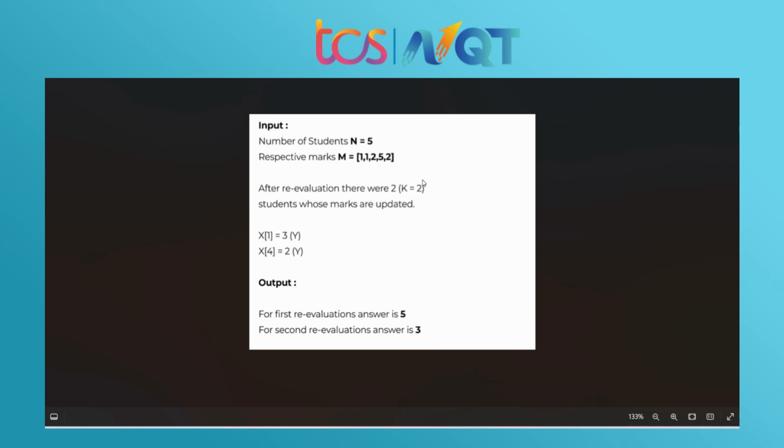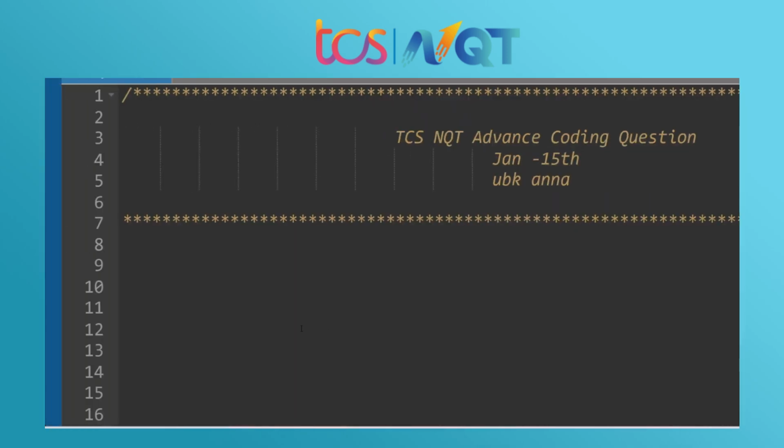The number of students will be the first input. Let's say n is equal to 5, and then we'll take the number of re-evaluations. At first k is equal to 2, and then we'll take the respective marks of each student. Like here we take 1 1 2 5 2. Then we'll get the position and the value which will be updated. Then our output should be like this. For the first re-evaluation the answer is 5, for the second re-evaluation the answer is 3. I'll not print this part, I'll print just the value. Let me explain the sample input output in the compiler so that it will be easier.